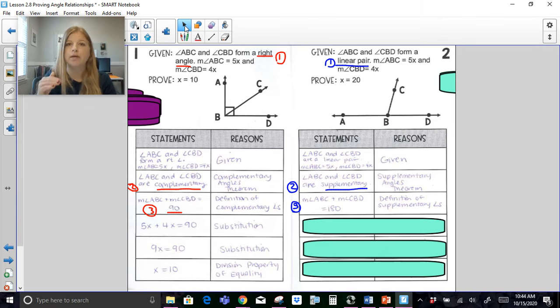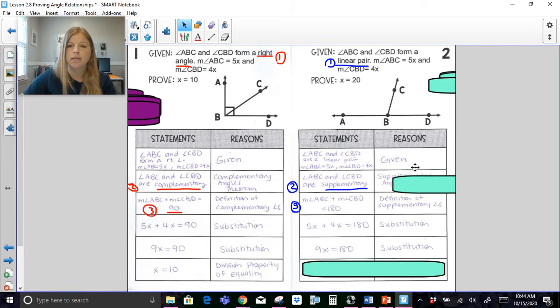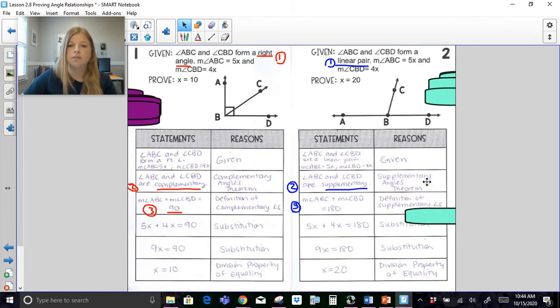Okay, so this order is really, really important. Then we're going to go ahead and use substitution. So it's 5x plus 4x equals 180. Just like we did in the previous proof, we're going to use substitution again, call it 9x equals 180. And then using division property of equality, we can say x is equal to 20. So these two proofs are incredibly important in kind of setting the stage for what it looks like to really have everything in order, and we're using the appropriate theorems and definitions.